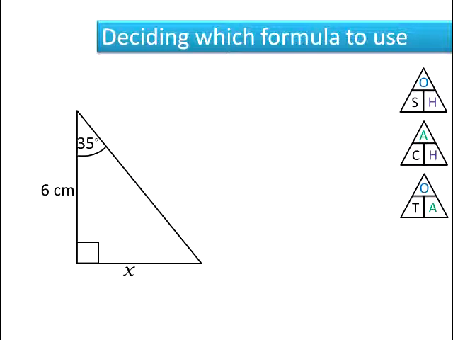Let's have a look at another one. So we have the opposite, we have the hypotenuse, and we have the adjacent. Which one's not involved? The H, the hypotenuse is not involved. So which one of these triangles has the O and the A? This would be this one, the TOA.